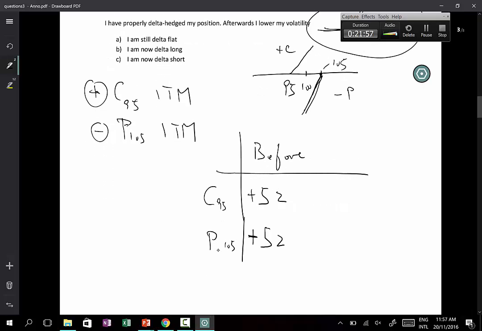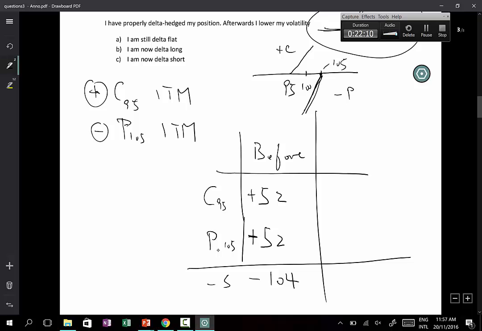Okay, now that's before. Now what happens after? So let's say you hedge your delta properly by selling shares 104. Okay, so now you are delta neutral. Okay, now afterwards you lower your volatility, so your payoff curves will now be sinking like this. And for in the money options, your call delta would be slightly higher. Okay, so let's just say 55.